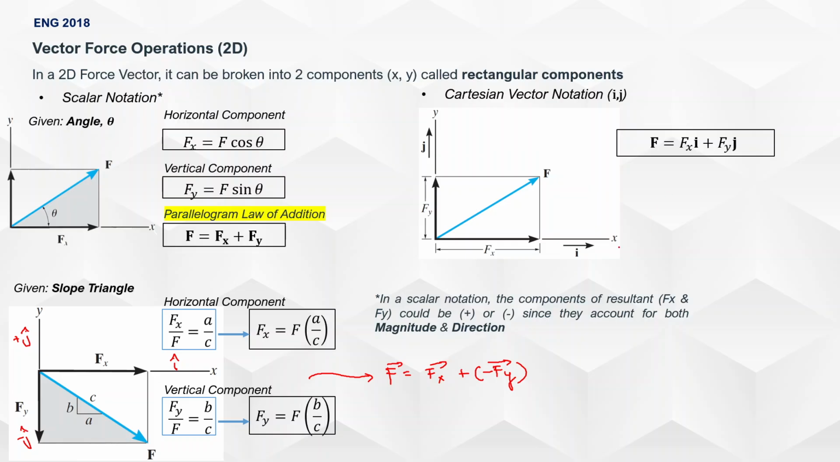Okay? So what we'll do is the vector notation. When I say convert into Cartesian vector notation, what happens is this: you separate it so it is no longer a vector. Your F of x there is just simply a magnitude, but beside it is now the unit vector i. In this case, it is positive because we are on the positive x-axis.